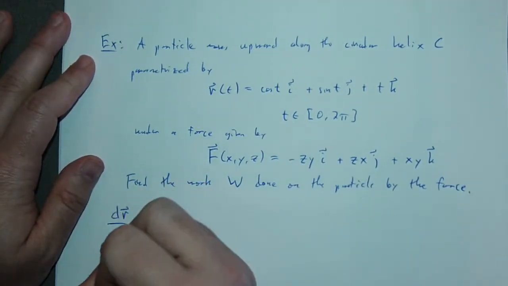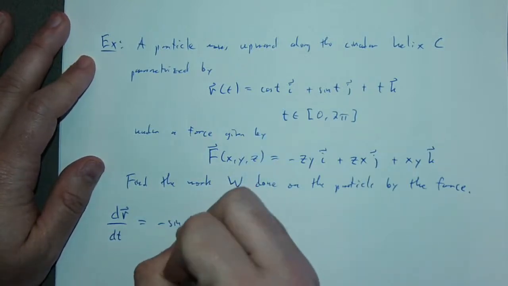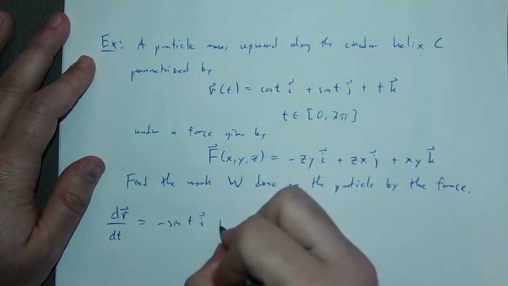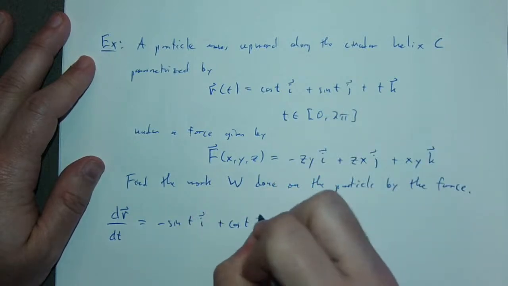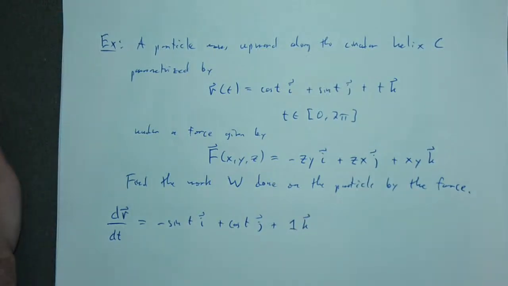So dr dt here is minus sine t i plus cosine t j plus 1k. Right?